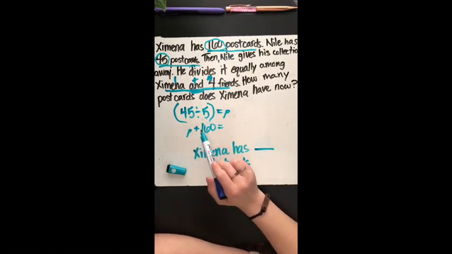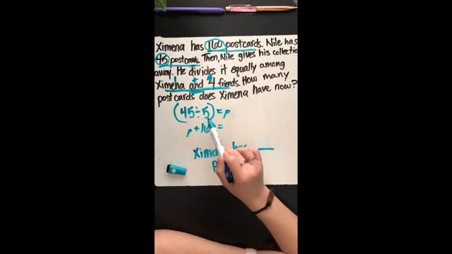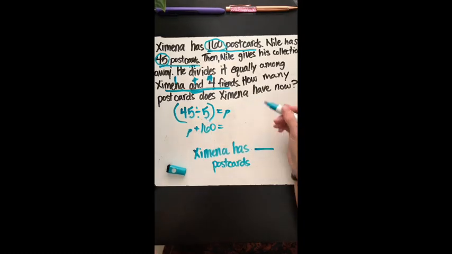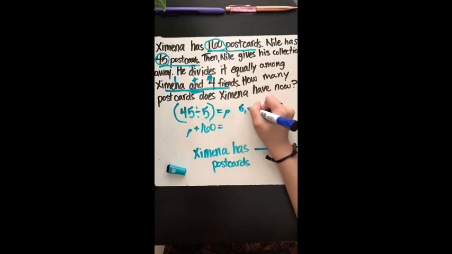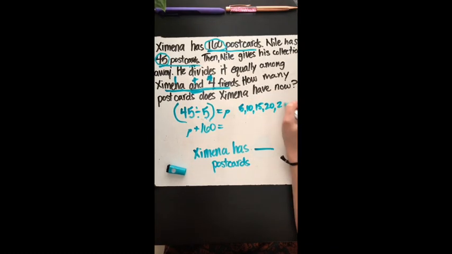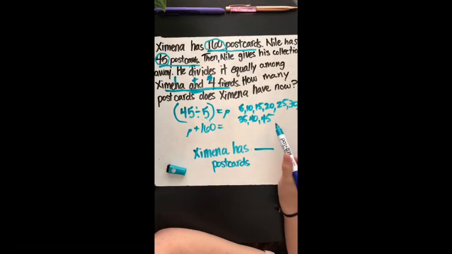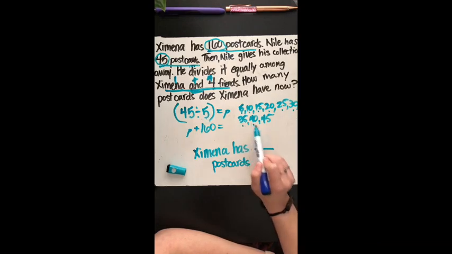So first, I've got to solve for 45 divided by 5. Y'all know me, I love skip counting. 5, 10, 15, 20, 25, 30, 35, 40, 45. All right, how many groups of 5 did I have? 1, 2, 3, 4, 5, 6, 7, 8, 9.